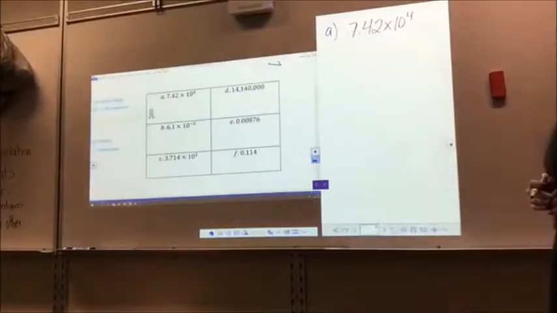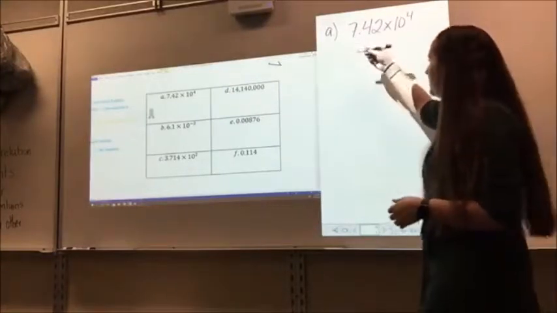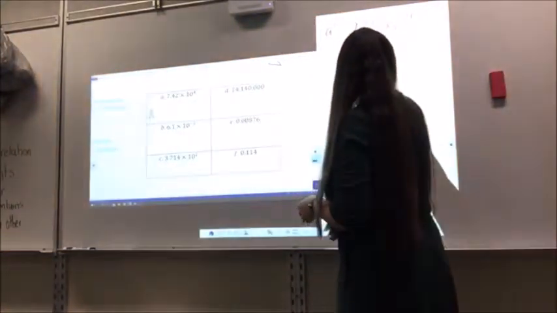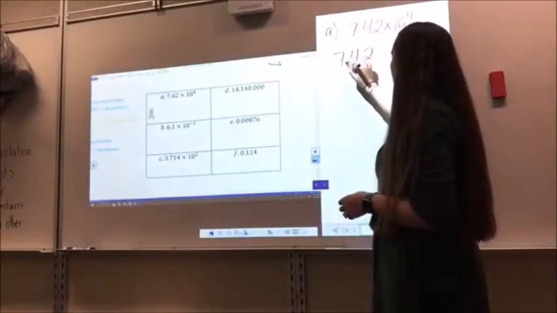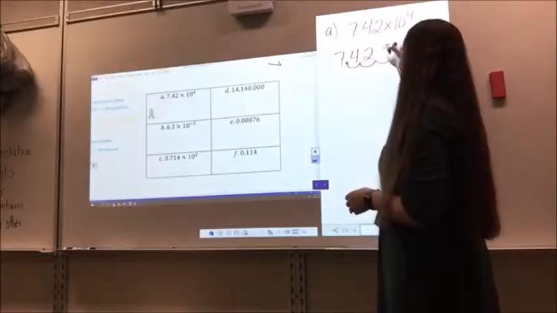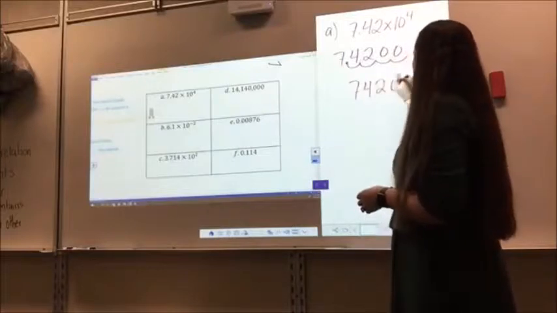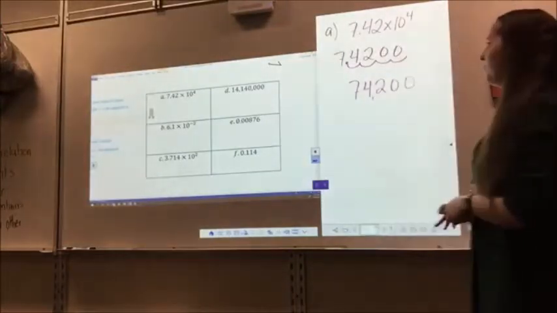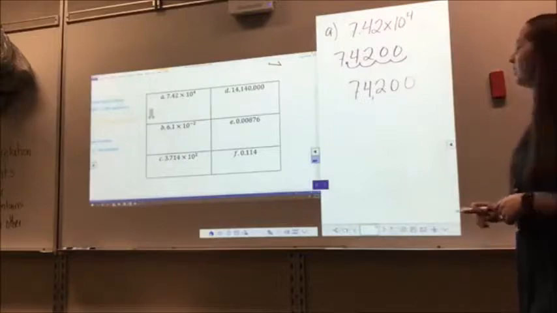All this is telling me to do, remember this is going to be a positive, so it's going to be a larger number, okay, is move my decimal 4 places. So I go 7.42, and I'm going to move it 4 places. So I start where my decimal is, 1, 2, 3, 4. I add in my zeros where I need to. So I get 74,200. Okay, letter B.